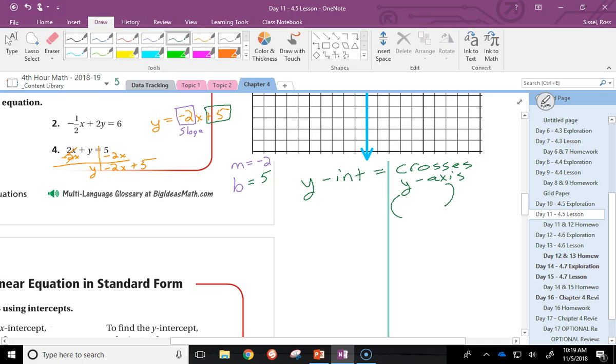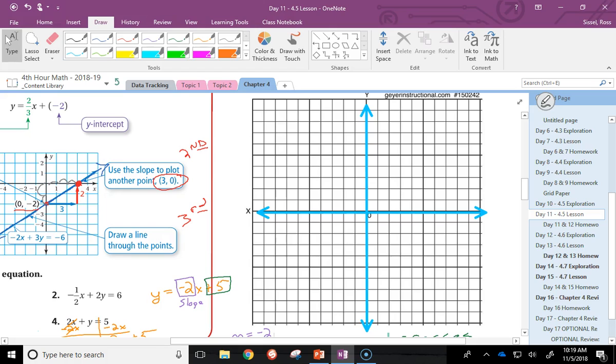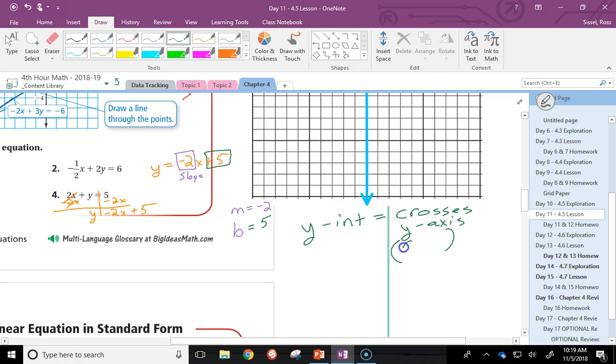If ours is 5, that means up here, here's my y-axis going up and down. It's going to cross at 5, a positive 5. 1, 2, 3, 4, 5. The line will cross right there. What is that coordinate? 0, 5. Remember, our y-intercept will always have x be 0. So 0, 5. First thing you do is plot your y-intercept.